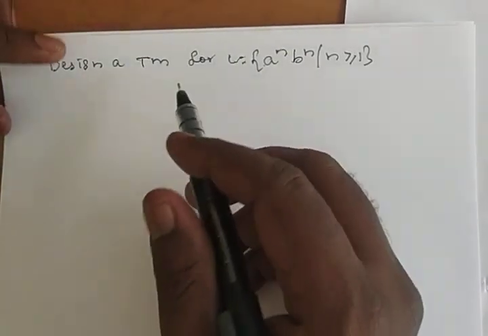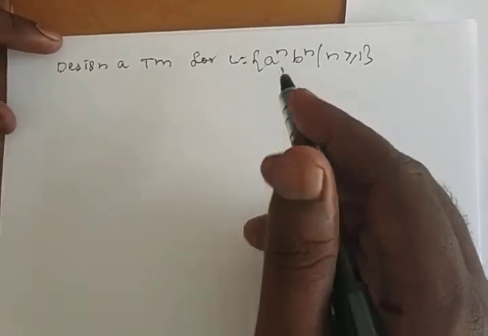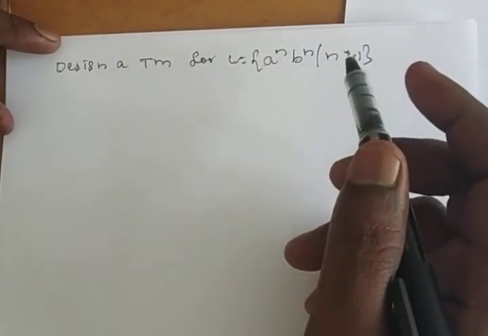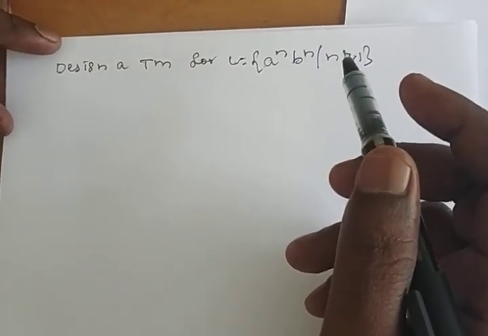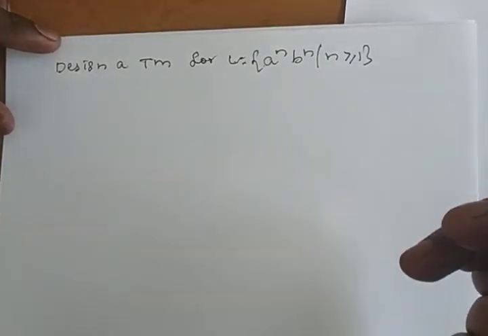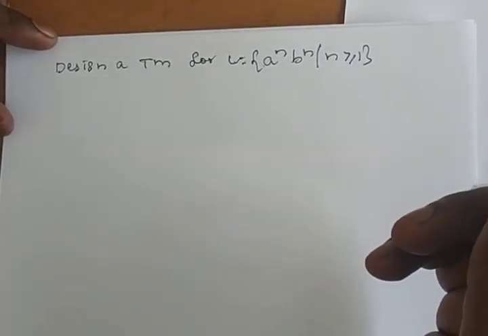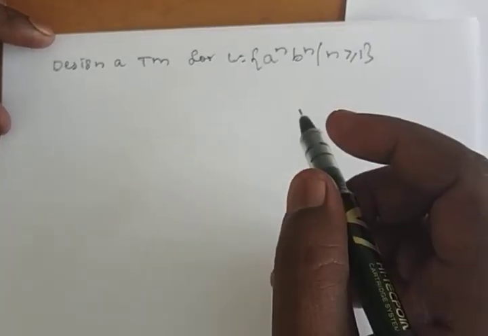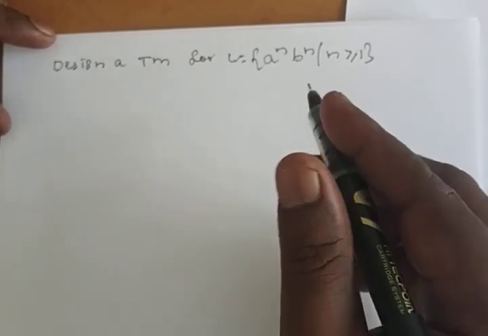In today's video lecture, we will be discussing designing a Turing machine for tackling the problem of a to the power of n, b to the power of n. When you comprehend the pattern of the problem, you can easily grasp that the number of a's should always be equal to the number of b's.